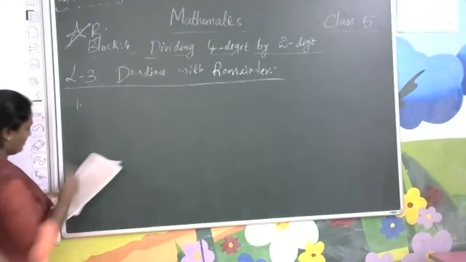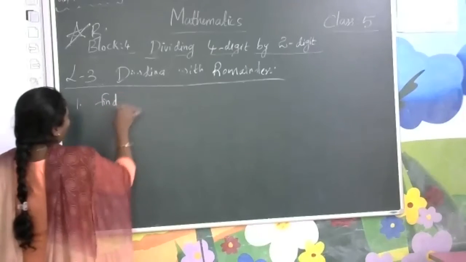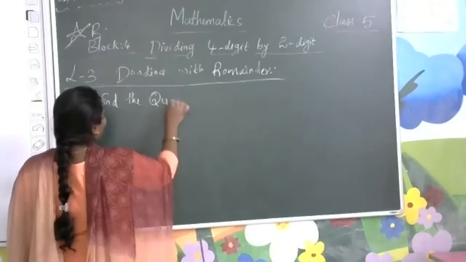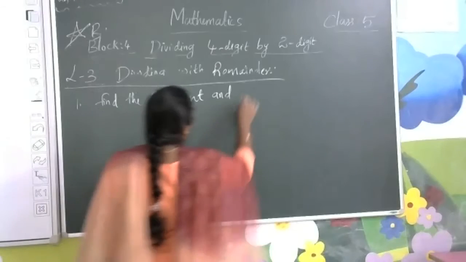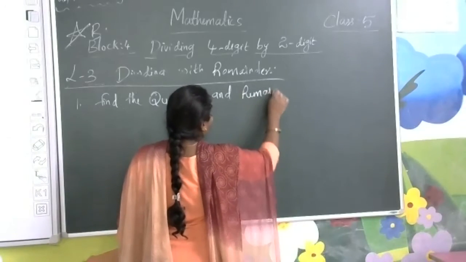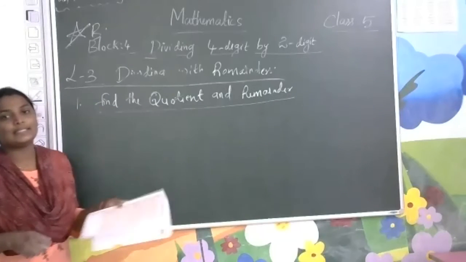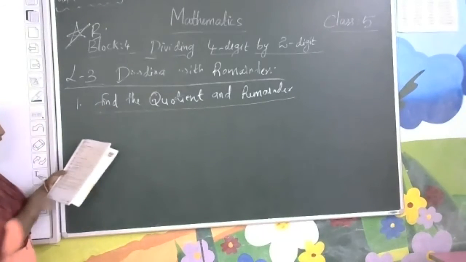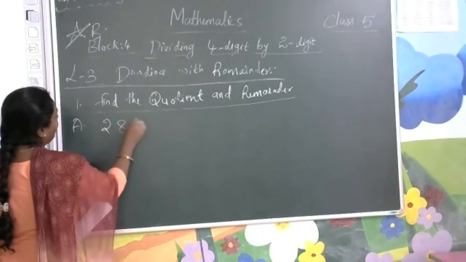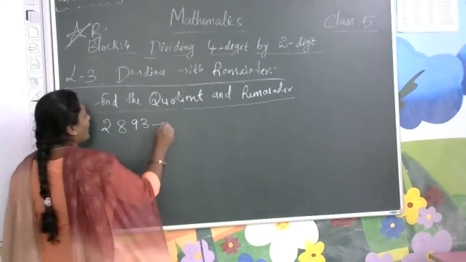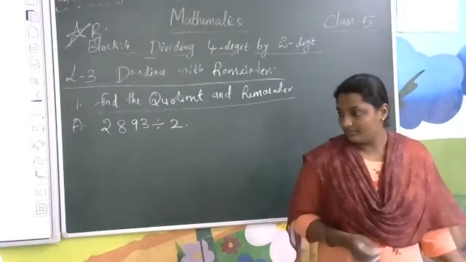First one. Find the quotient and remainder. First question in page number 23, lesson 3. Divide and remainder is the first one. I will go through the A. 2,893 divided by 2. So, total, how many problems is the only question?